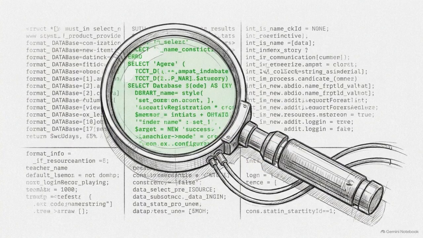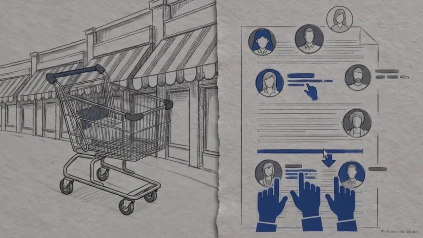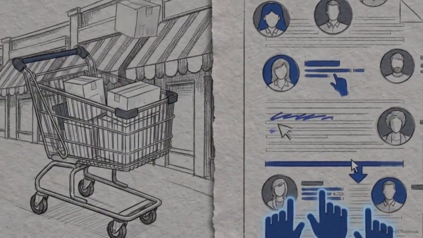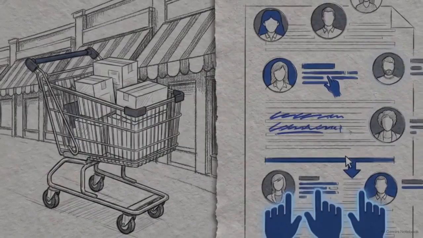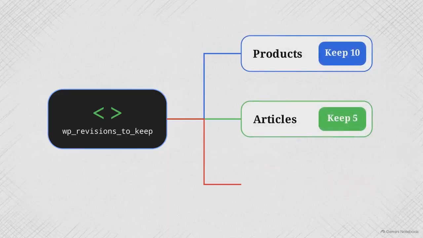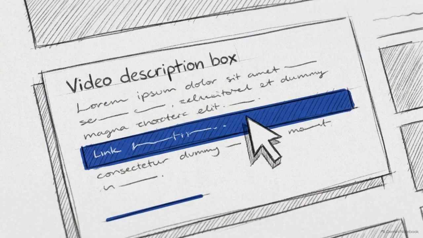If you manage a WooCommerce store with heavily edited product descriptions or a multi-author publication, a single site-wide retention limit might not fit your workflow. You can use a specific PHP filter to assign different limits to different post types. Check the documentation link in the description to apply those custom rules.